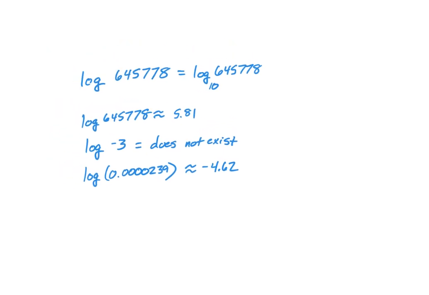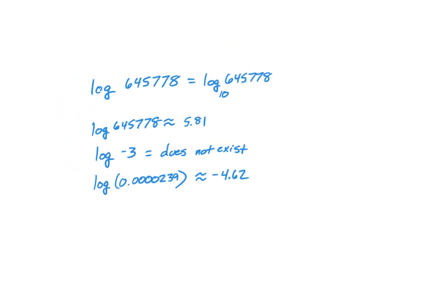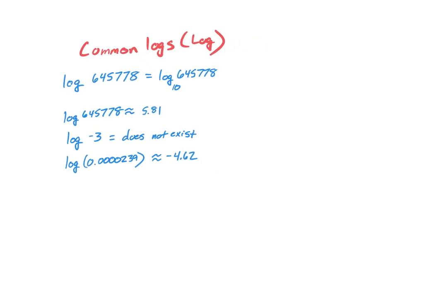All right, so all of these are what we call common logs. If we use log, then that is what we call the common log. There's two different kinds of logs. The other one that we're going to see is what we call the natural log.